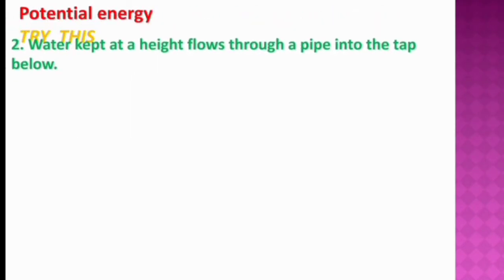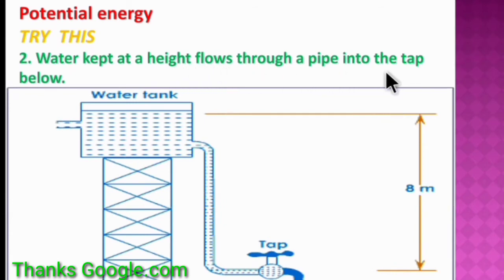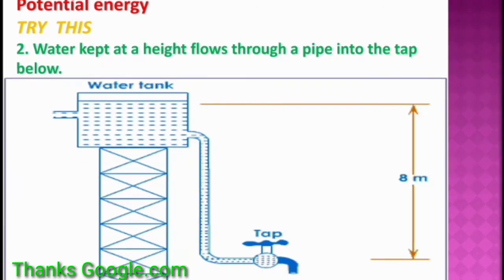Second example, water kept at height flows through a pipe into the tap below. The words kept at height show the state of the water. See in this picture, water is kept at height in the water tank. Due to this state, the water flows down through a pipe into the tap.